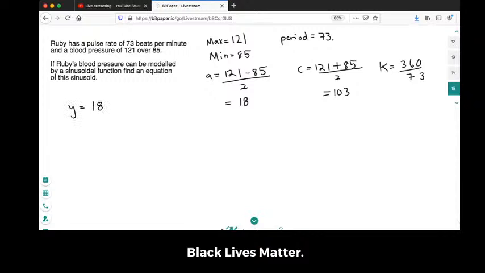Y equals 18 sine bracket, and I'm just going to leave this like this, 360 over 73. And I'm going to assume that at time equals 0, this starts at the midpoint. So I'm actually not going to make a shift in this particular instance. And then I'm just going to have my vertical shift of 103. And that's the answer.